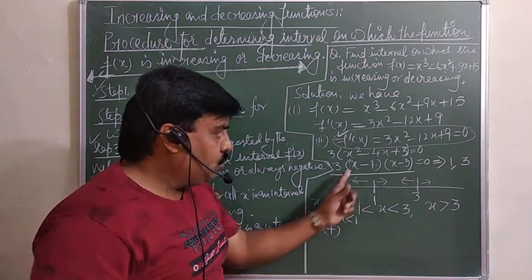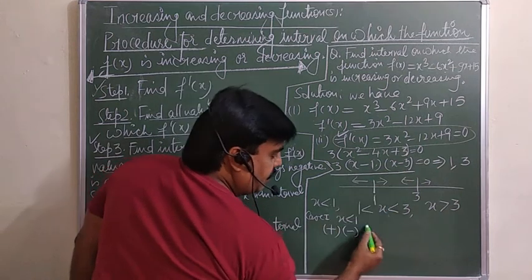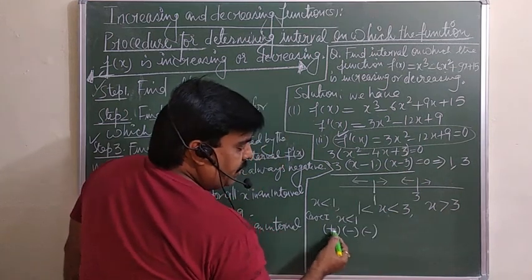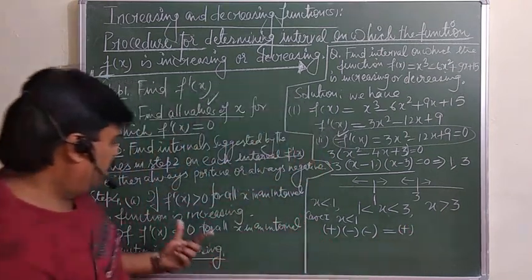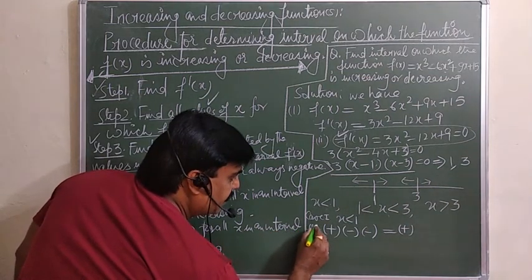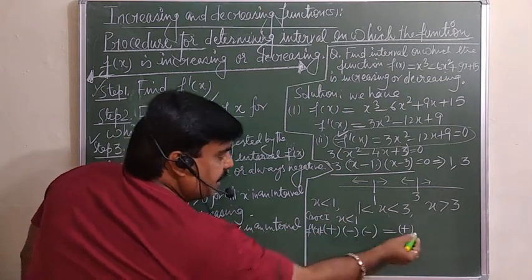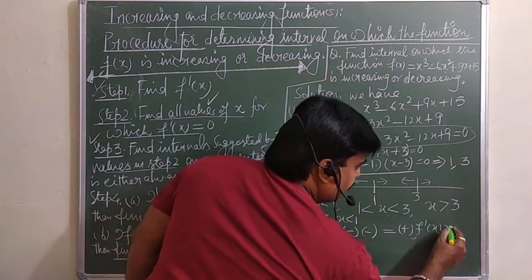So suppose you put 0, you will get a negative value. 0 minus 3 gives negative. So you are getting plus, minus into minus is plus. So overall you are getting plus. It means you are getting f dash x greater than 0. This is f dash x greater than 0.